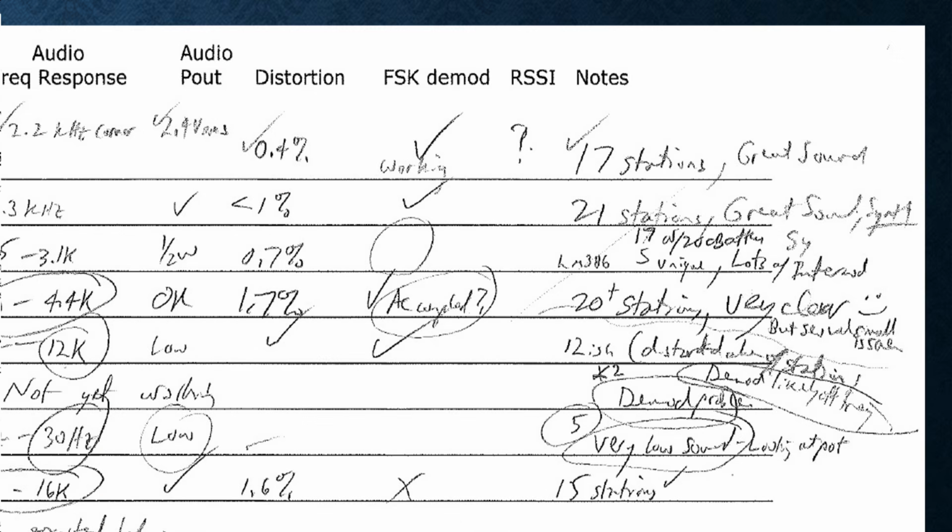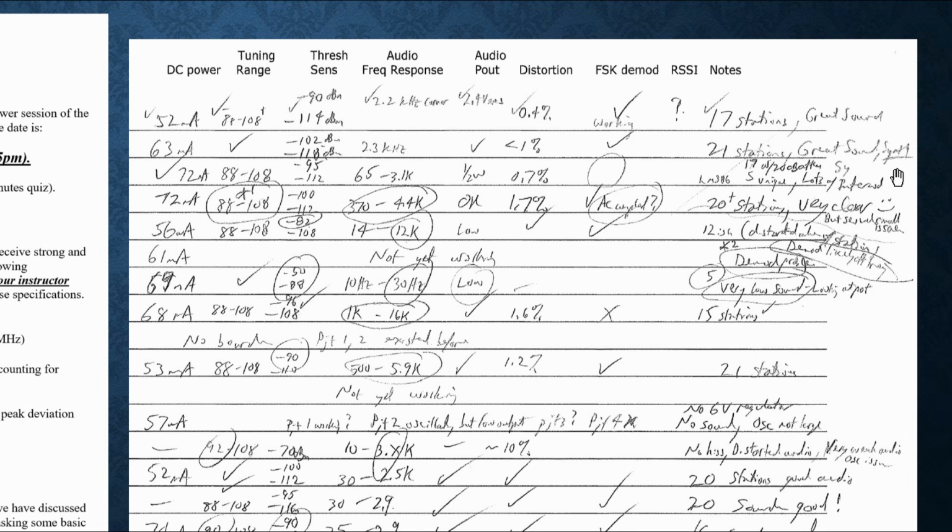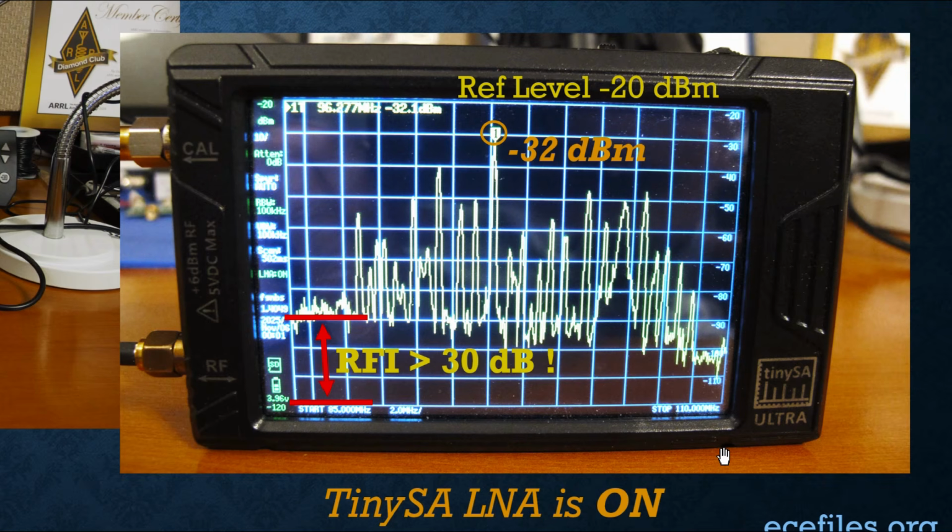And the next one got 21 stations. It also had great sound, and I swear I can't read my writing, but I'm pretty sure this says SYNTH. This is a notation to myself that they had the frequency synthesizer implemented, which was optional. They didn't have to do that. This one got 20 stations, very clear, and so forth and so on. So receiving 20 stations is about right.